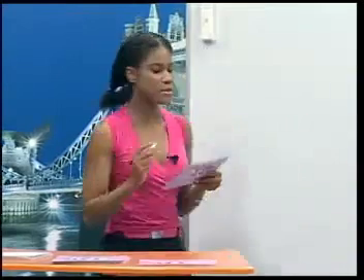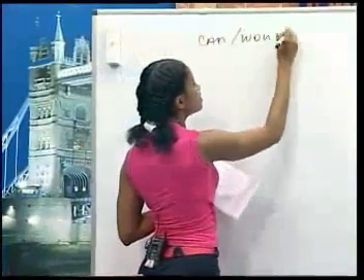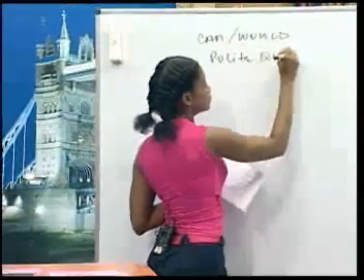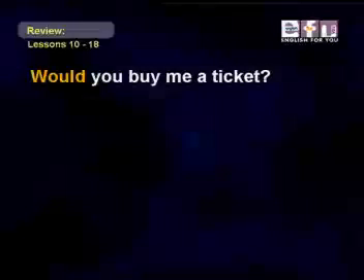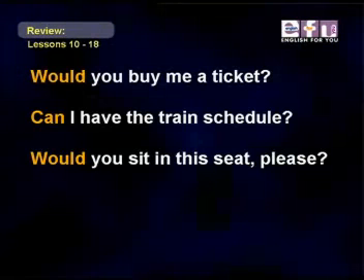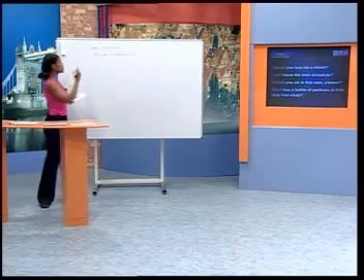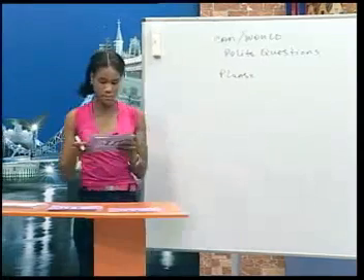Now let's review polite questions beginning with can and would. Okay, let's first look at some examples. Would you buy me a ticket? Can I have the train schedule? Would you sit in this seat, please? Can I buy a bottle of perfume at this duty-free shop? And of course, we can use please to make the question even more polite.